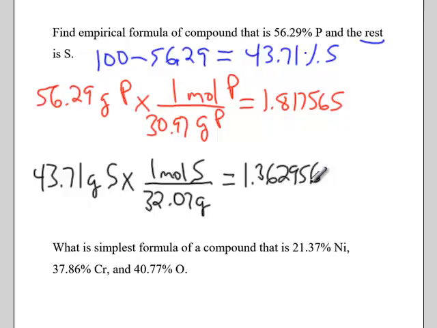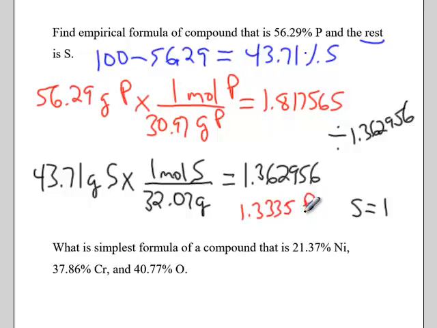Now we have to divide both of these numbers by the smaller, and 1.362956 is the smaller number. So when we do this for the sulfur, that's going to obviously give us 1. When we do this for the phosphorus, 1.8 divided by 1.3, that's going to give us an answer of 1.3335 phosphorus.